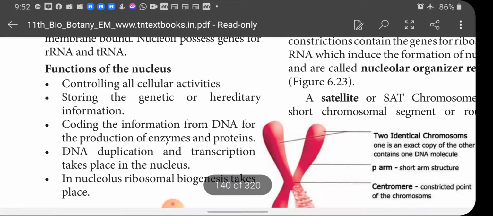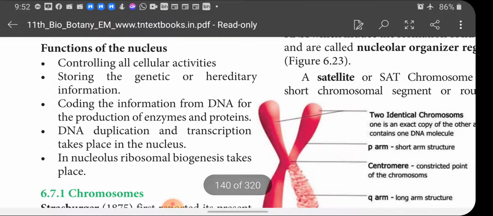Okay. Next, functions of nucleus: controlling all cellular activities, that you know very well, and storing the genetic or hereditary information, coding the information from DNA for the production of enzymes and proteins. DNA duplication and transcription take place in the nucleus. In the nucleolus, ribosome biogenesis also takes place.